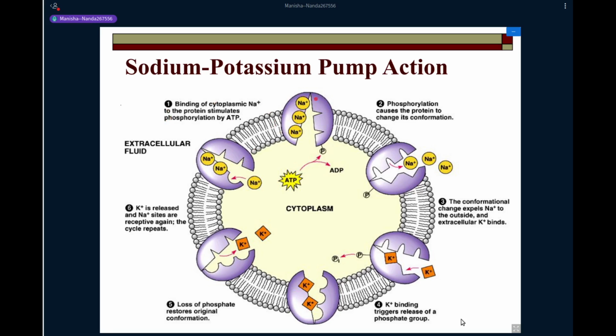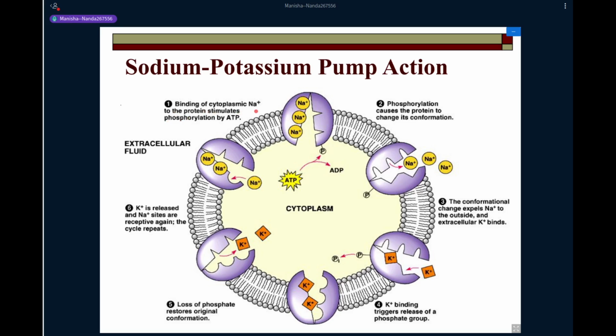Okay, so you can see the different steps are mentioned here. In the first step, I hope you recognize this is the plasma membrane, and this is the pump. At each and every step, it shows the different conformations and the different sites being occupied by different ions, that is sodium and potassium, how they bind and how they are released, and how ATP is consumed. So we'll start with the first step. This is the extracellular fluid and this is the cytoplasm.